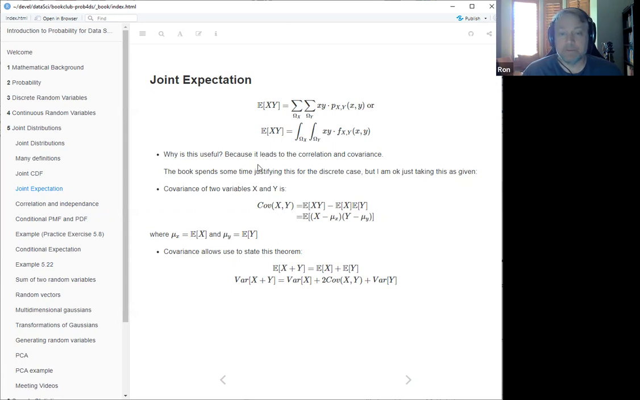But in any event, the book spends pages discussing why this is so important, because it leads to the correlation and covariance, and he spends some time justifying it for the discrete case, but I'm just going to skip all that. I certainly found it illuminating to read, but I don't think it's something I'm going to keep in my head. But we do know that the covariance of two variables can be defined in this way, and this is a definition, right? The expectation value of X minus its mean times Y minus its mean, that's the covariance by definition.